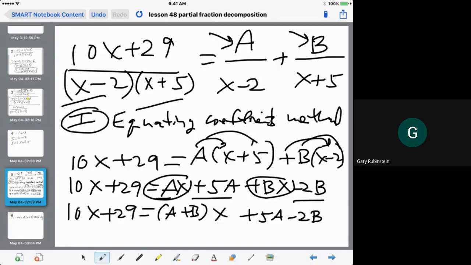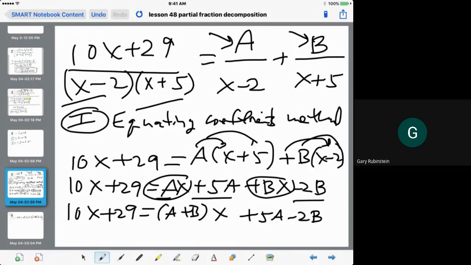So I have an A, I have a B, I have X's. Anyone know what I do to complete this question? Jonathan says system. What system specifically? And I see Riley says yes. A plus B is 10, and 5A minus 2B is 29.